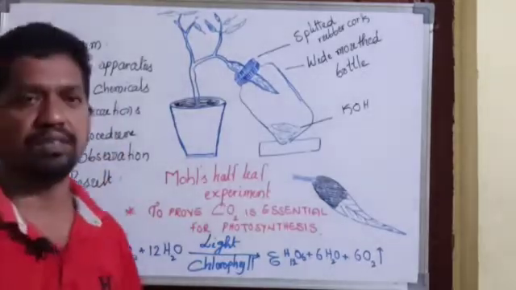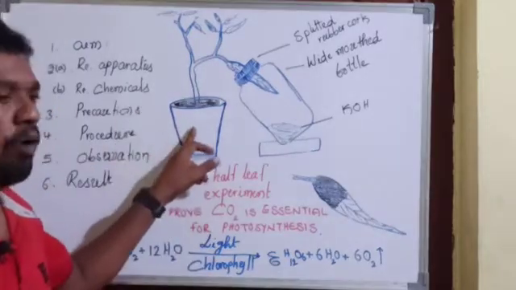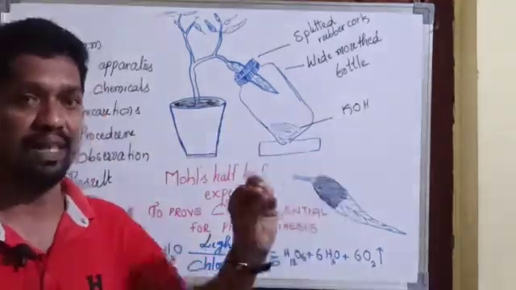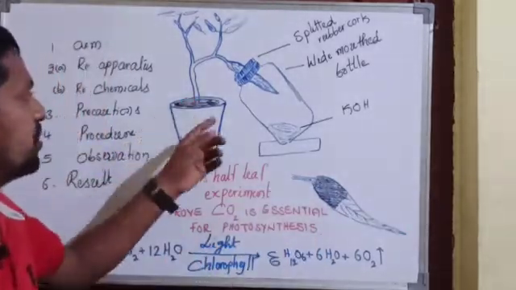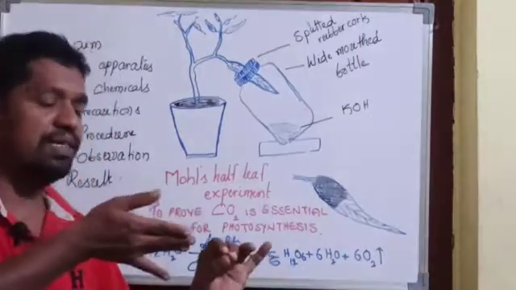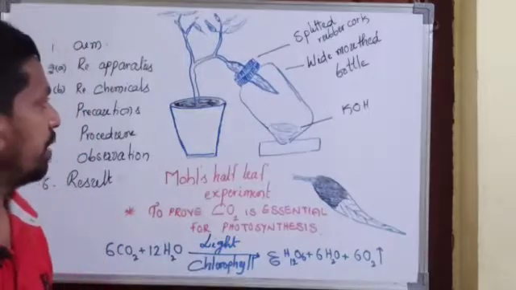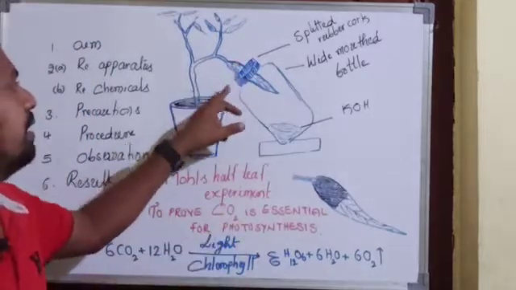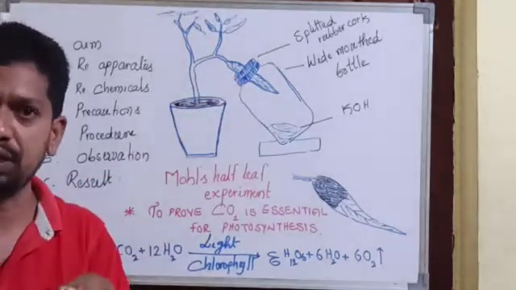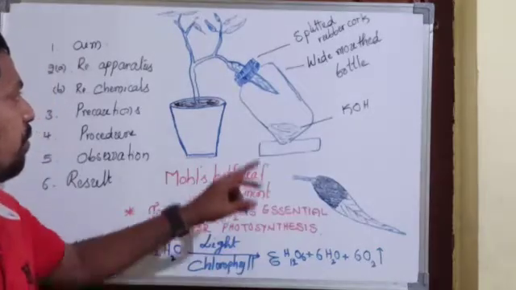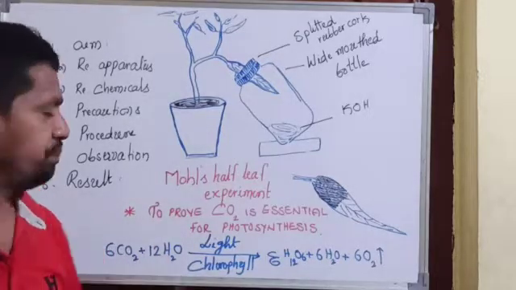Then precautions. Before commencement of the experiment, we have to keep the potted plant in a dark room for more than 3 days to remove the starch, or destarchification. Precaution number 2: gently insert the leaf into the bottle through the split rubber cork. Number 3: apply grease or Vaseline around the neck of the bottle to prevent air from entering into the bottle. Number 4: the leaf should not touch the potassium hydroxide solution.